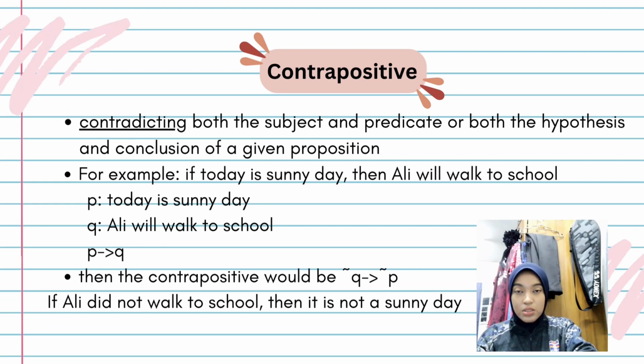Contrapositive means negating and swapping both the hypothesis and conclusion of the given proposition. For example, if today is a sunny day, then Ali will walk to school, where P is today is a sunny day and Q is Ali will walk to school. So it should be P implies Q. So for the contrapositive, it should be not Q implies not P, which means if Ali did not walk to school, then today is not a sunny day.